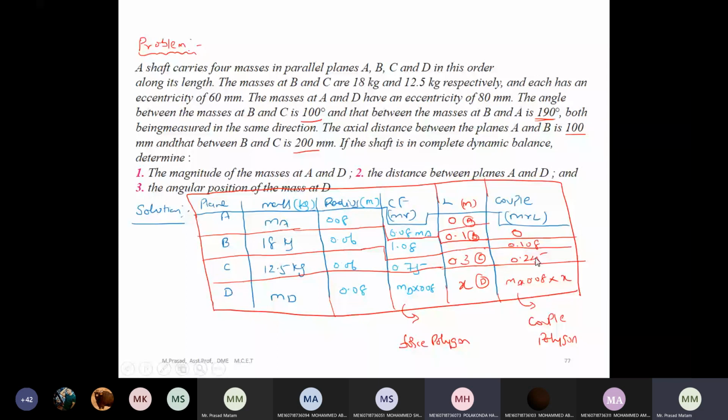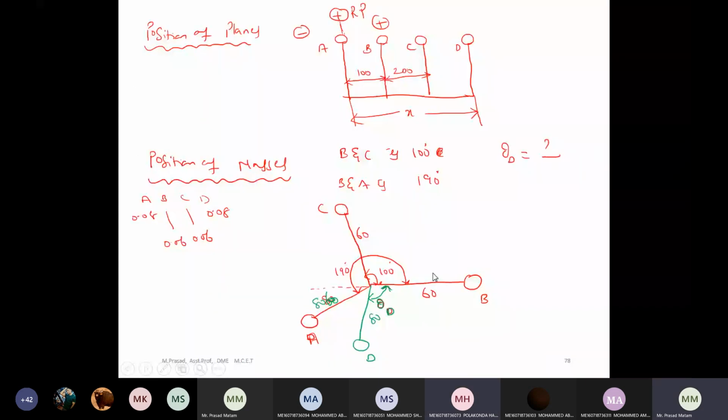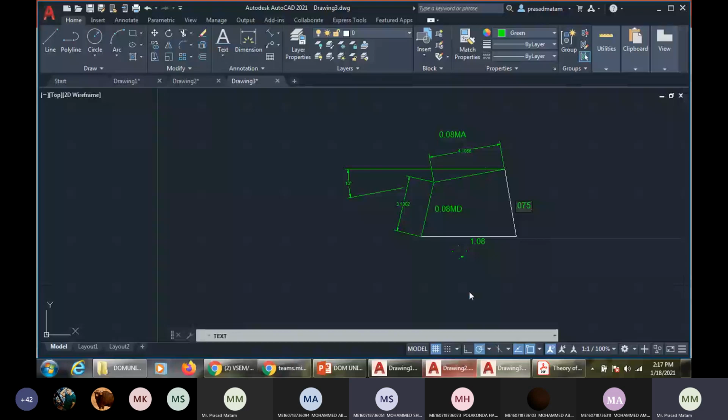Out of 4 planes, plane A is 0. Only the remaining 3 are there. With 3 sides only, I am going to draw the couple polygon. When I come to the force polygon, all four values are there. With 4 sides, I am going to draw the force polygon. Okay, that I have shown here. Understood, sir, this is with 4 sides. You understood? Yes, sir.